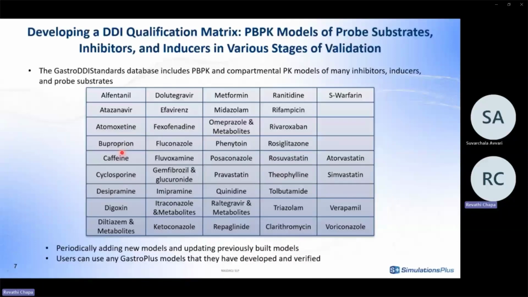Here is a snapshot of how we develop our models, which involves developing a DDI qualification matrix. This qualification matrix includes a range of PBPK models for probe substrates, inhibitors, and inducers. Remember, these models are in various stages of validation, with the information evolving over time. We try to incorporate new mechanisms and refine the models periodically so that they reflect the current understanding of drug DMPK.